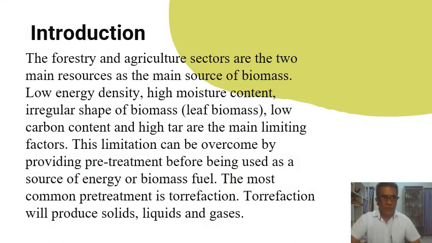Introduction. The forestry and agriculture sectors are the two main sources of biomass. Low energy density, high moisture content, irregular shape of biomass, low carbon content, and high tar are the main limiting factors. The limitation can be overcome by providing pretreatment before being used as a source of energy or biomass fuel. The most common pretreatment is torrefaction. Torrefaction will produce solid, liquid, and gases.